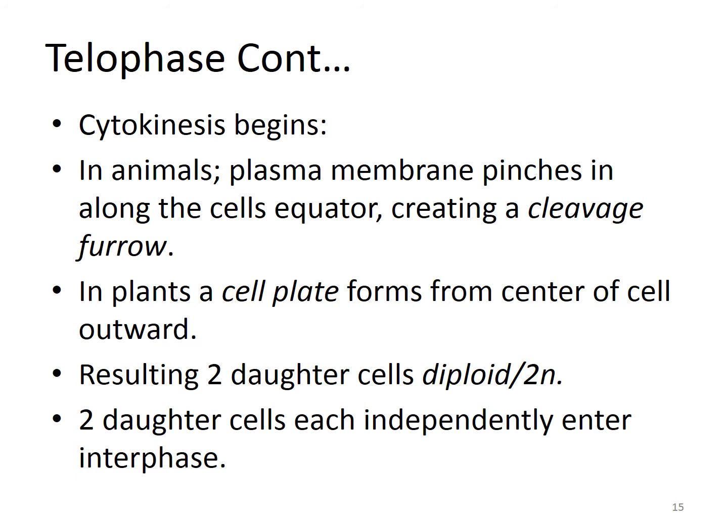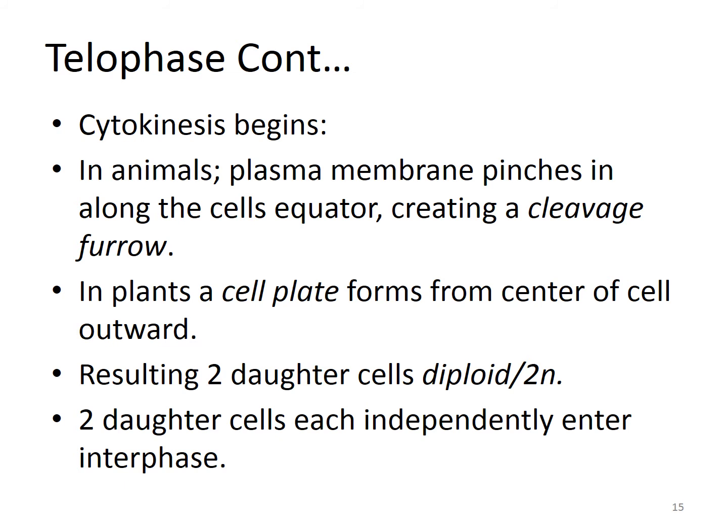So telophase continued. We finished up karyokinesis. Cytokinesis begins. In animal cells, the plasma membrane is going to pinch in and divide the cytoplasm between the two daughter cells, creating that little indentation called the cleavage furrow. In plant cells, a cell plate is going to form. Remember that this is occurring during telophase.